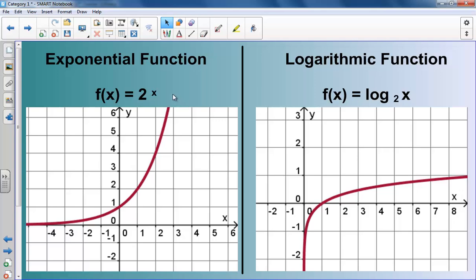So then if I consider this the exponential parent function, then the logarithmic parent function, which is the inverse of that, would have the same base. So a log of base 2 of x. And you could also see this as just log of x. But it's going to go through the point 1, 0, because these are inverses, which we'll talk about in a minute.